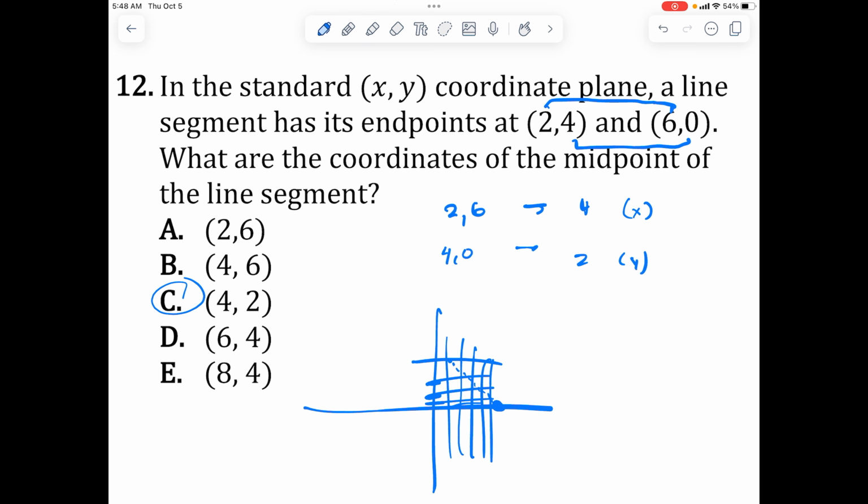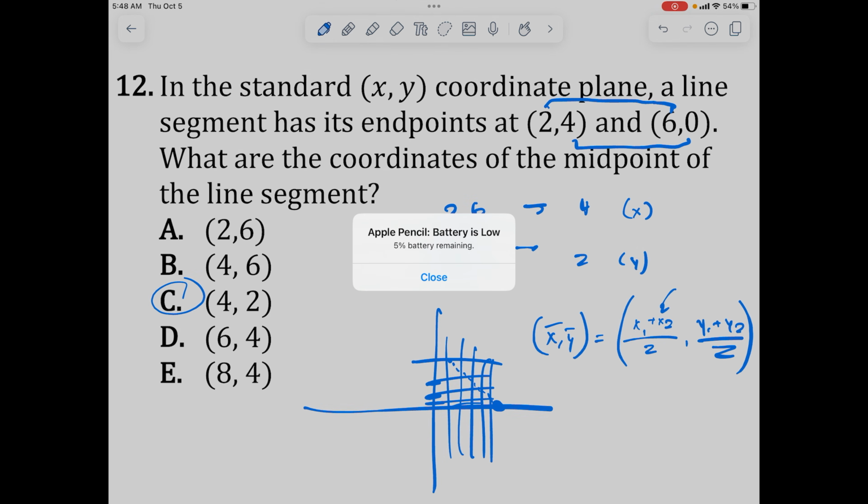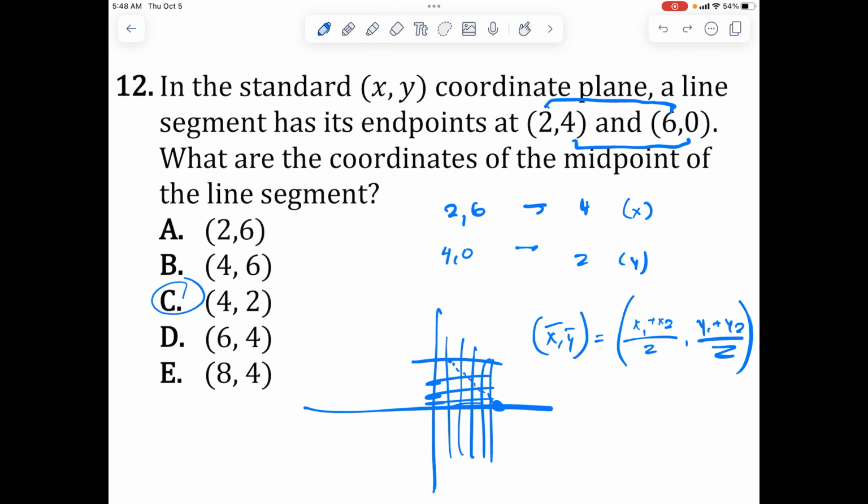The last method I'll go through is if you just use the average formula. So the midpoint formula, I'll call x bar, y bar, is equal to x1 plus x2 over 2, comma y1 plus y2 over 2. Again, these are just averages. This will end up being 2 plus 6 over 2, 4 plus 0 over 2. These are the two x values I'm given, 2 and 6. These are the two y values I'm given, 4 and 0. This ends up giving you 2 plus 6, what? That's 8 over 2, 4, 2. Same thing.